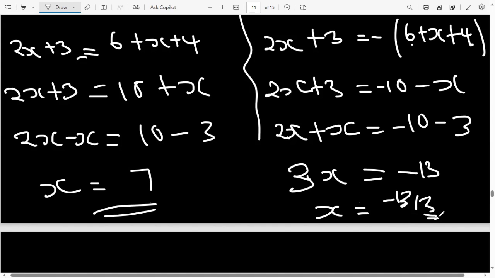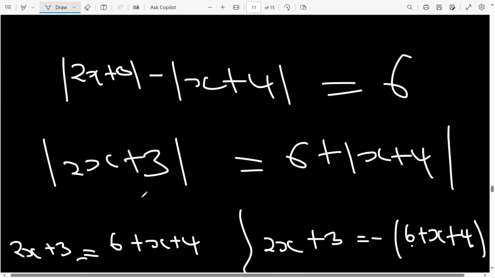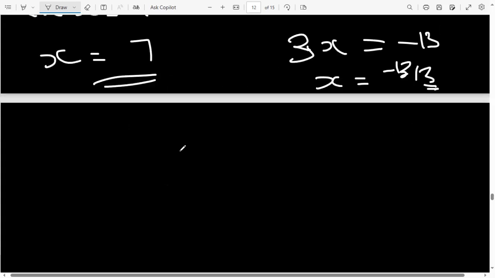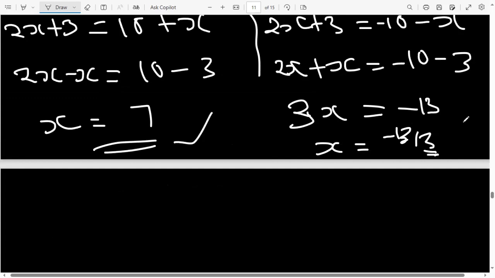It may be a good idea to test these answers. So let's start with the 7. Okay, let's start with the 7. So this is the equation that we have. So if I put 7 here, it will be 2 multiplied by 7, 14. 14 plus 3, it will be what? 17. Then minus, here, what are we going to have? 7 plus 4. What is 7 plus 4? It's 11. So 17 minus 11, definitely to give you what? A 6. So the answer works. Okay, so you have this answer, and you can also try to test out this answer.